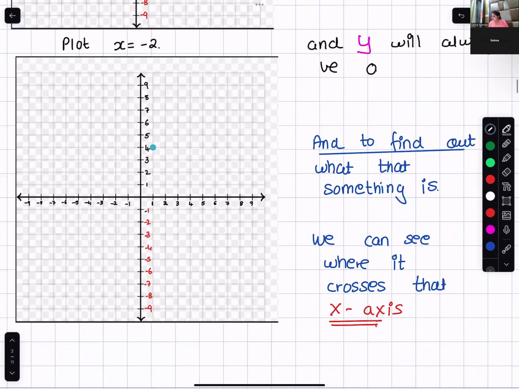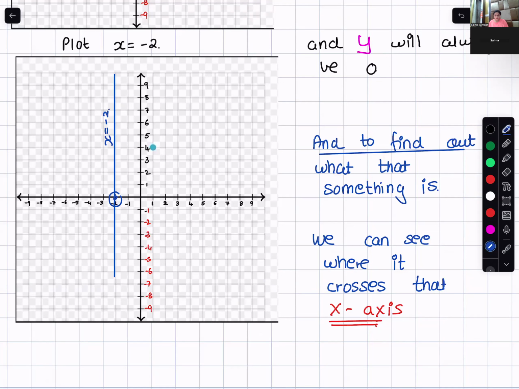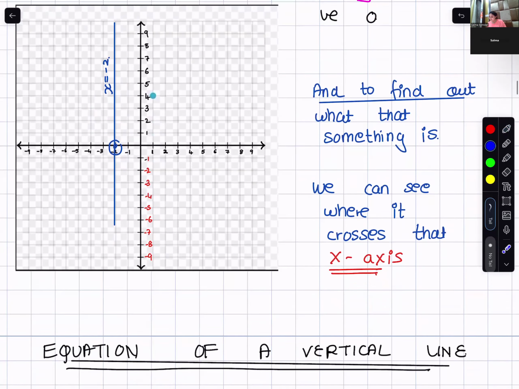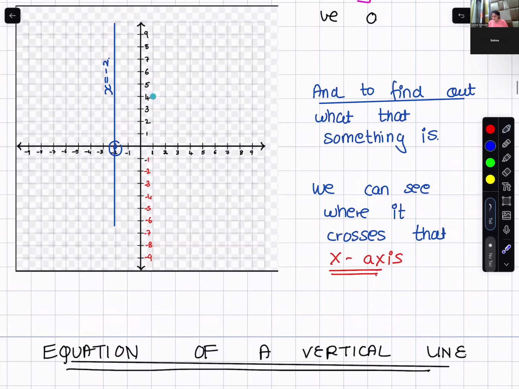Can you plot x is equal to minus 2? X is equal to minus 2. So the equation of this line is x is equal to minus 2. We can see where it crosses the x-axis, the y coordinate will be 0.